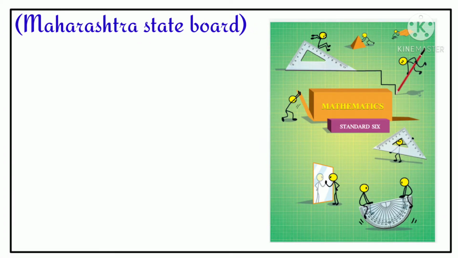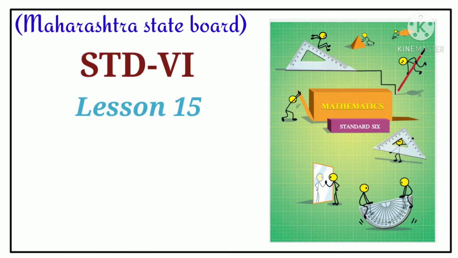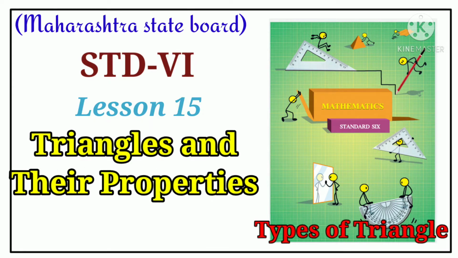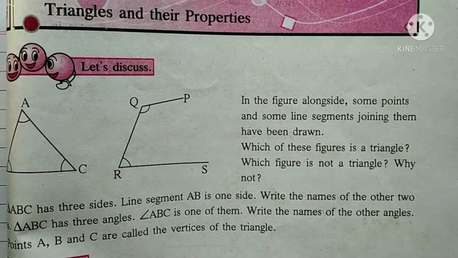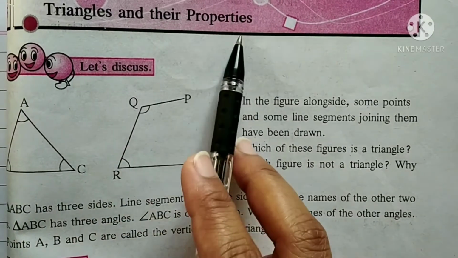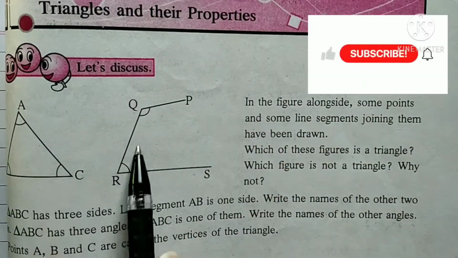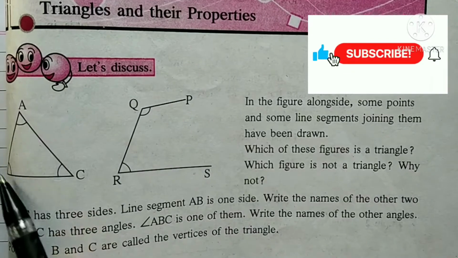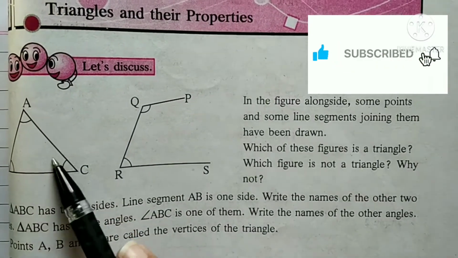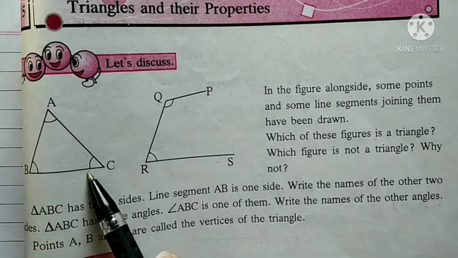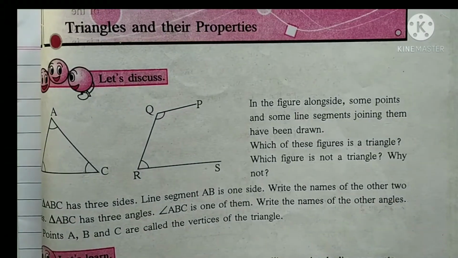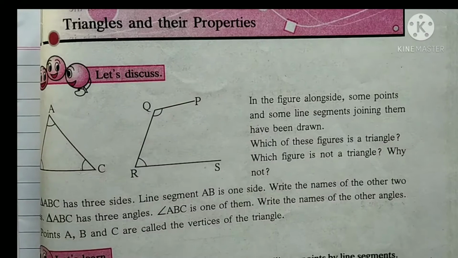Today we are going to learn Standard 6th Mathematics and its lesson number 15, Triangles and their properties. So let's start lesson number 15, Triangles and their properties. In these two diagrams, this is the triangle. See here, this is triangle ABC. Now first we see the definition of triangle.